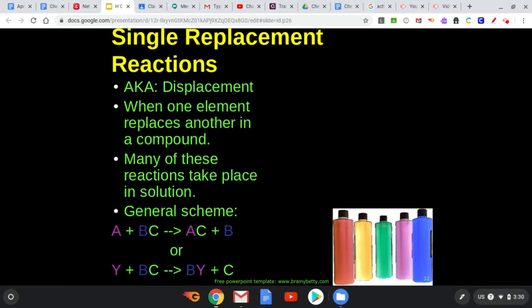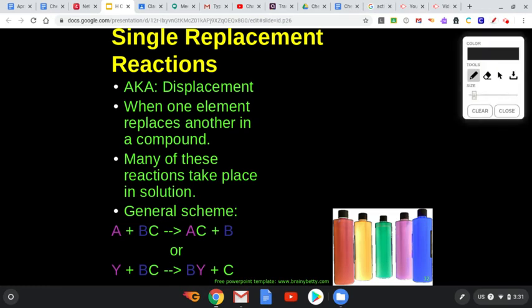Many of these reactions will take place in solution, and the general scheme is A plus BC will yield AC plus B. So you can see from this graph that the A and B will switch places in the product. The A will then be combined with C, and the B will be kicked out on its own.